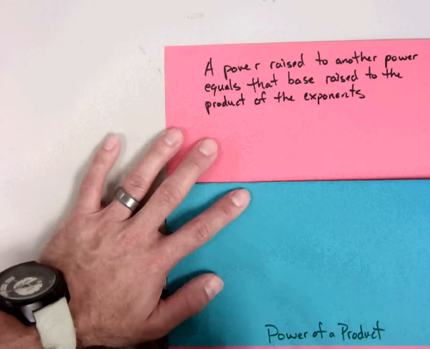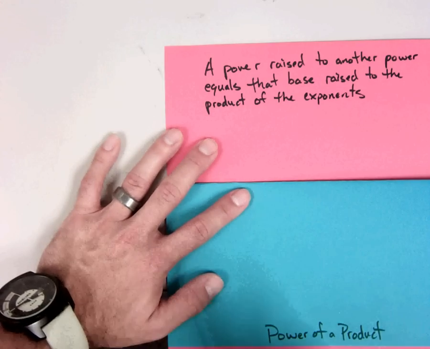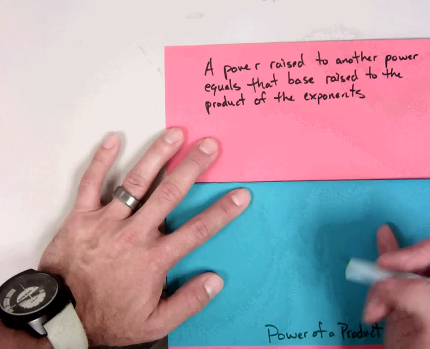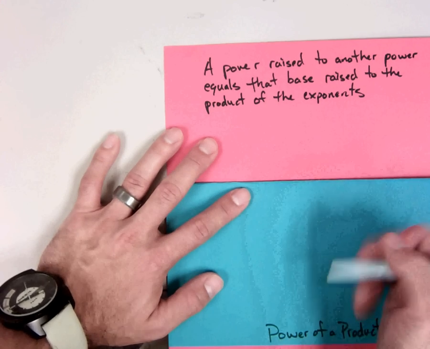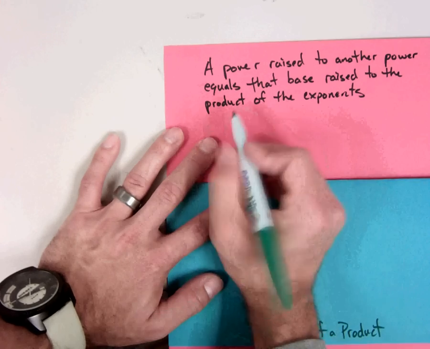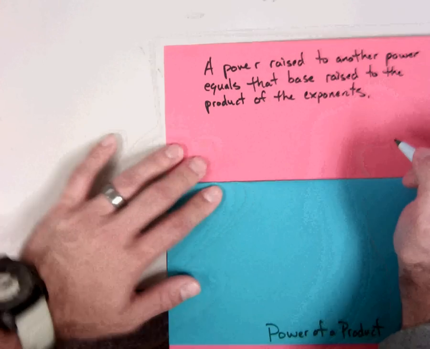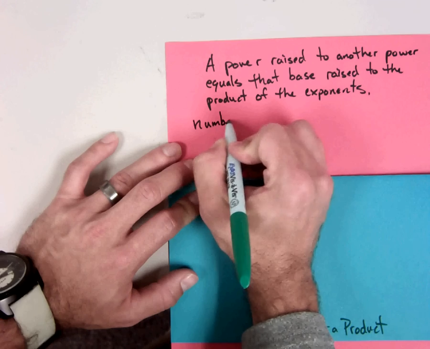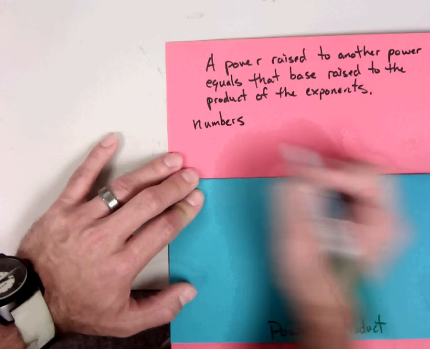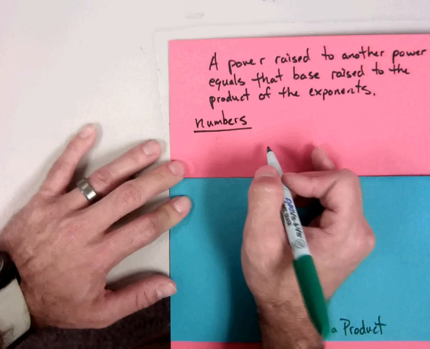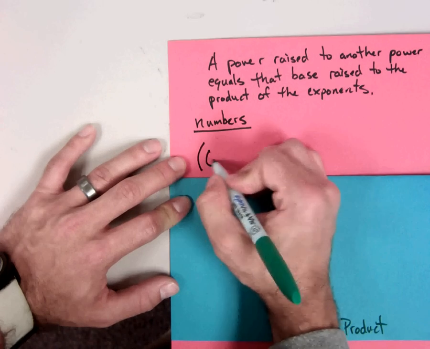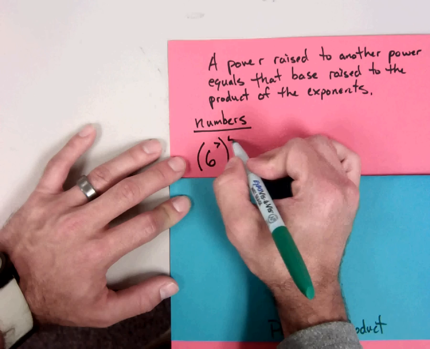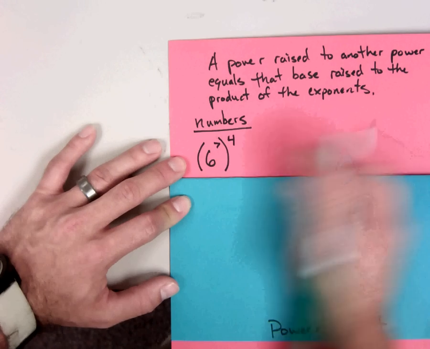Okay? So if we have a power raised to another power, it will equal the same base raised to the product of the exponents. Remember, product just means multiply. Okay? So let's see what that looks like. If we use numbers, we would have a power. Okay, so we have 6 raised to the 7th power raised to the 4th power. And that's how we're going to write that.